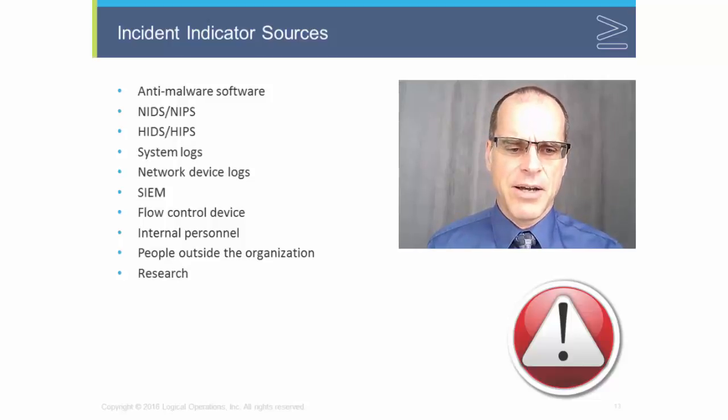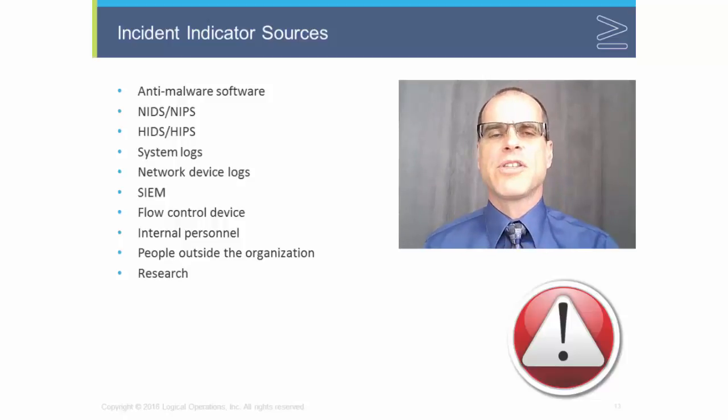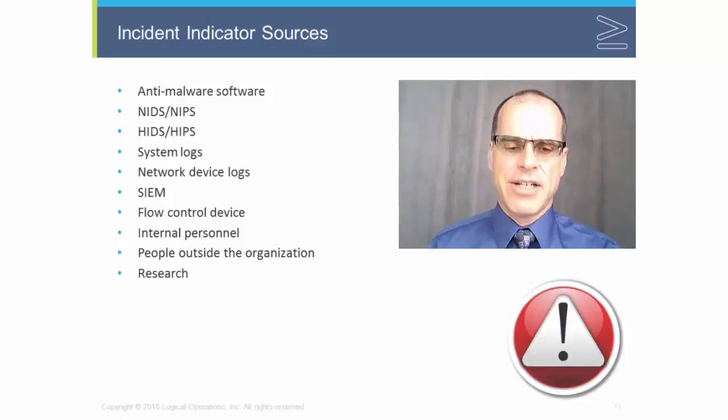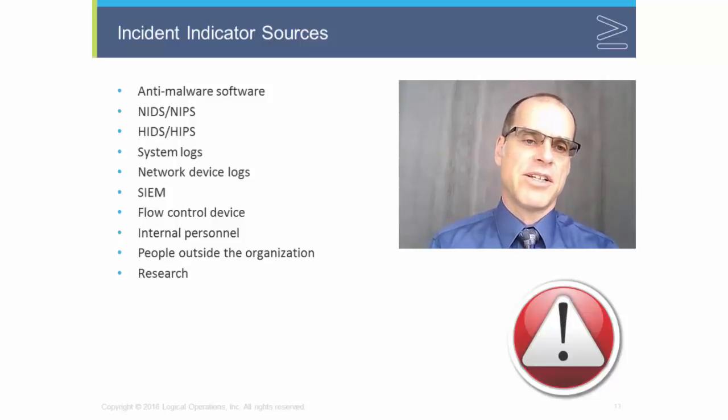Network devices might expose things like, if you've got a firewall log, maybe it shows that there have been repeated connection attempts that have been dropped. And again, these could indicate that someone's attempting to get into our systems.